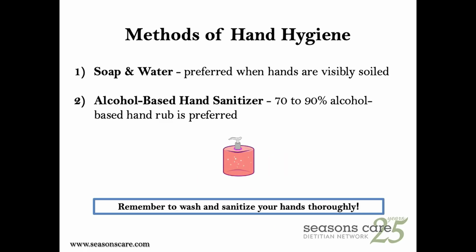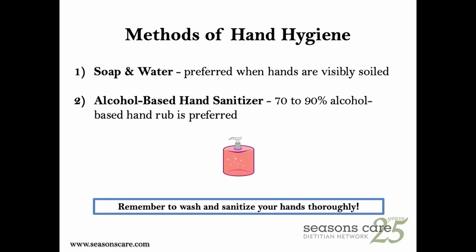Two types of methods for hand hygiene are using soap and water and alcohol-based hand sanitizer. Using soap and water is the preferred method for hand hygiene when hands are visibly soiled. When using soap and water, the mechanical action of washing, rinsing, and drying can remove most transient bacteria.